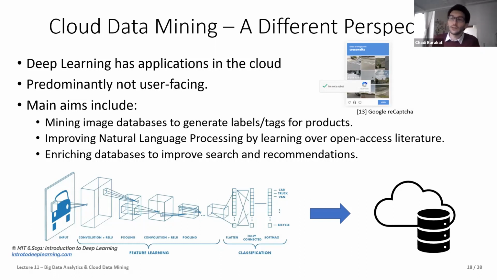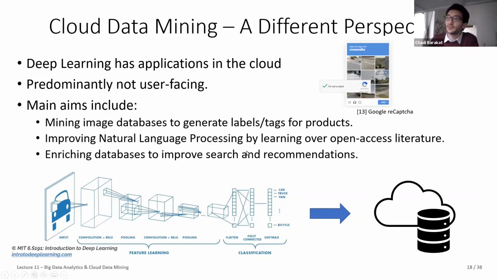So in our applications, we mostly aim to mine image databases to generate labels for products. So maybe in this case, apply image recognition software to be able to recognize what the image that we provide it includes. Does it include a bottle of perfume? Does it include something else?